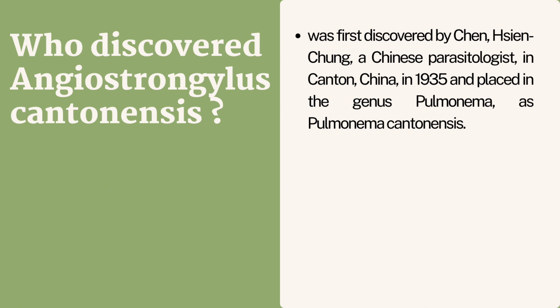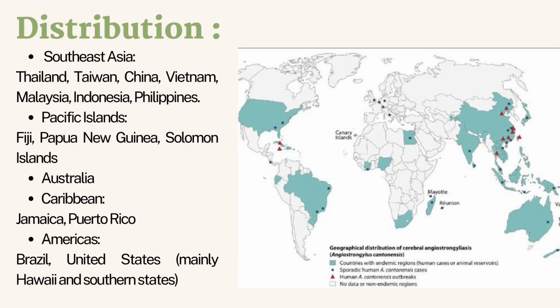So, the first person who discovered this parasite was Chen Zhenchong, a Chinese parasitologist in Canton, China, in 1935, and he placed it in the genus Pulmonema as Pulmonema cantonensis. So, Angiostrongylus cantonensis primarily occurs in tropical and subtropical regions worldwide. First man siya nakita sa Canton, China in 1935. That is why gitawag siya og cantonensis.